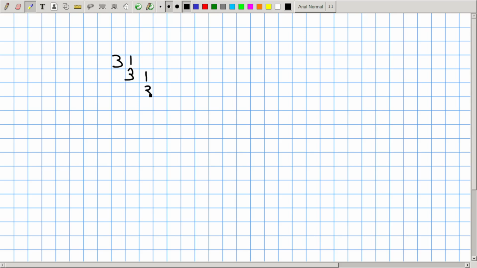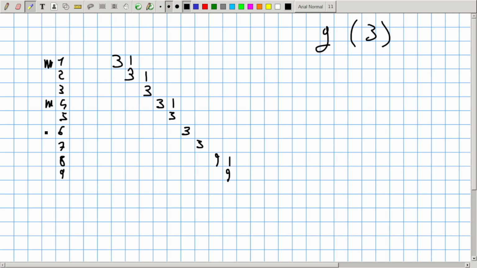3, 1, 3, 1, 3, 3, 1, 3, 3, 3, 9, 9, 1. Geometric multiplicity associated to 3. Go, discuss. Find it and discuss. People, what would you say? 4, true? Why 4? Because I've got one block, another block, another block, another block, and another block. But it's a 9, so I don't care.